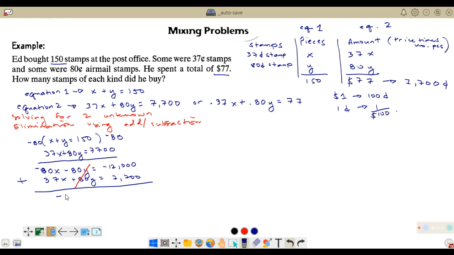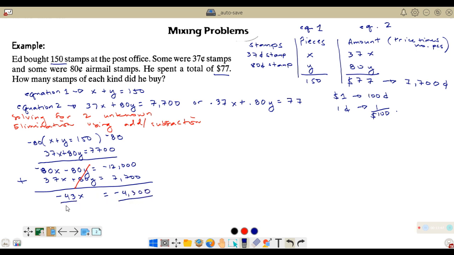We have negative 43x. How about the other side? We have negative 12,000 plus 7,700. Okay, we have negative 4,300. Ayan, obvious na yung sagot.